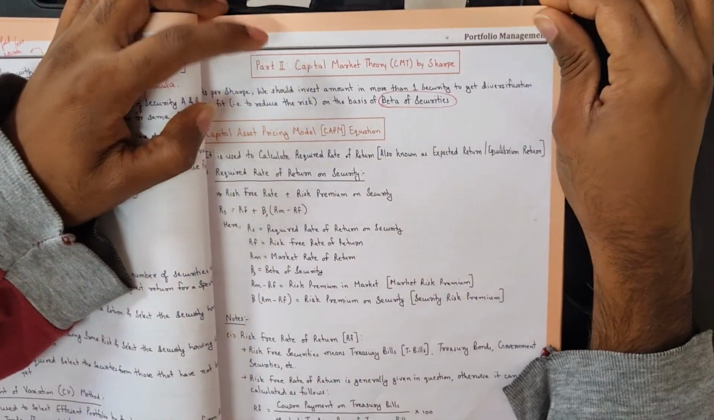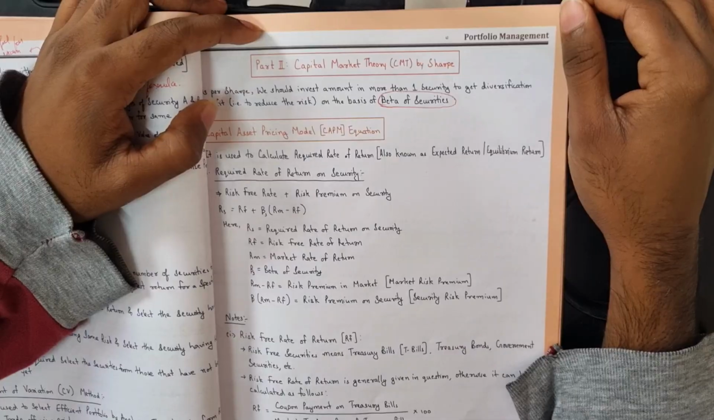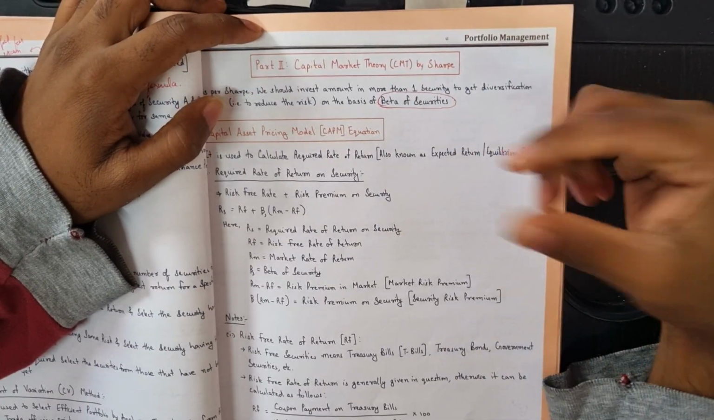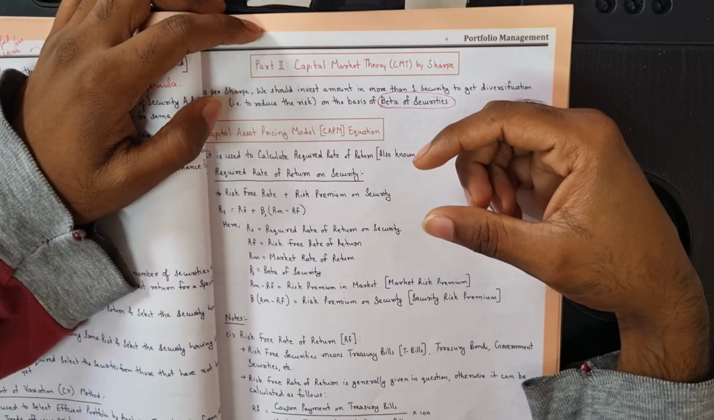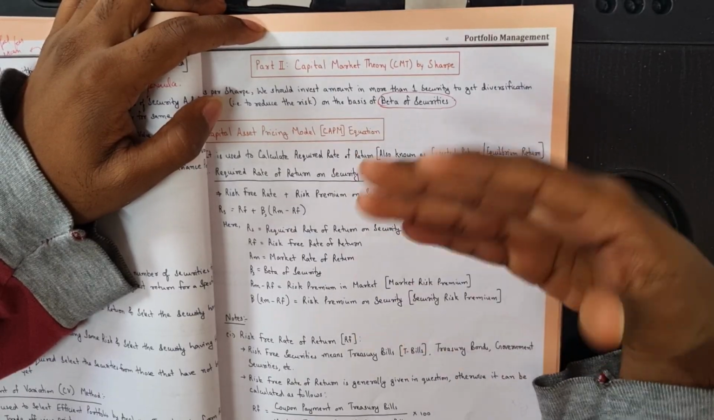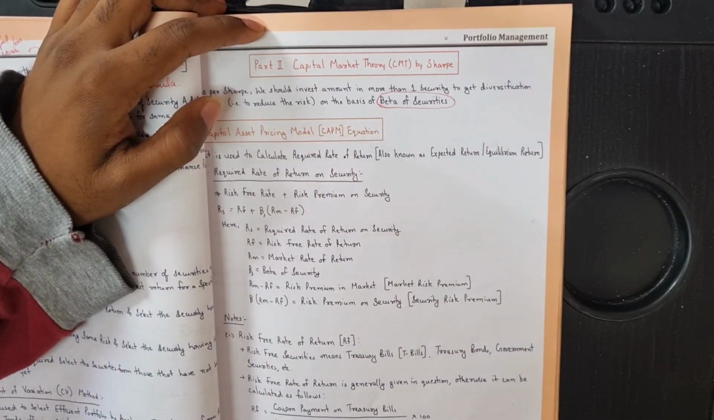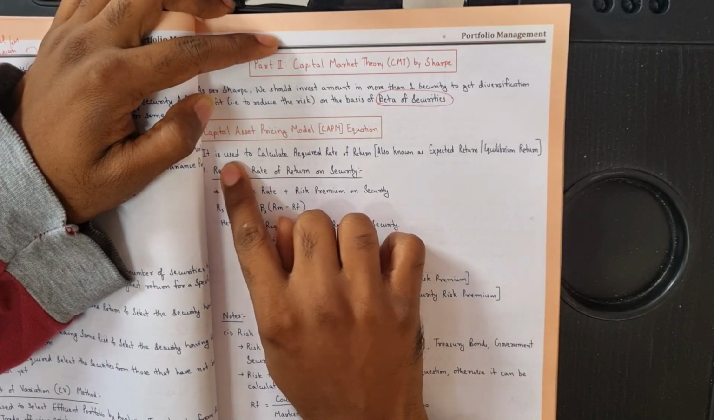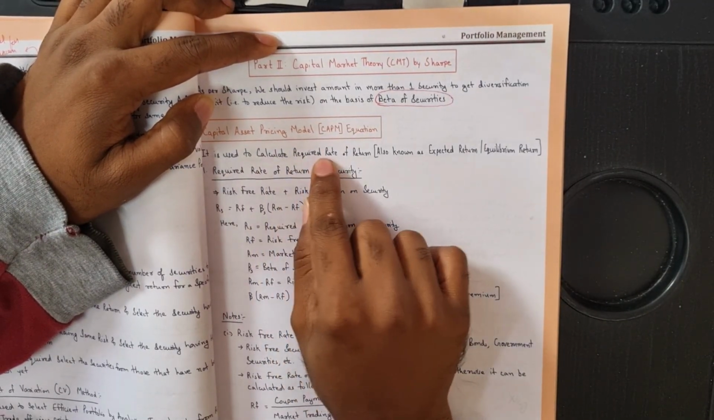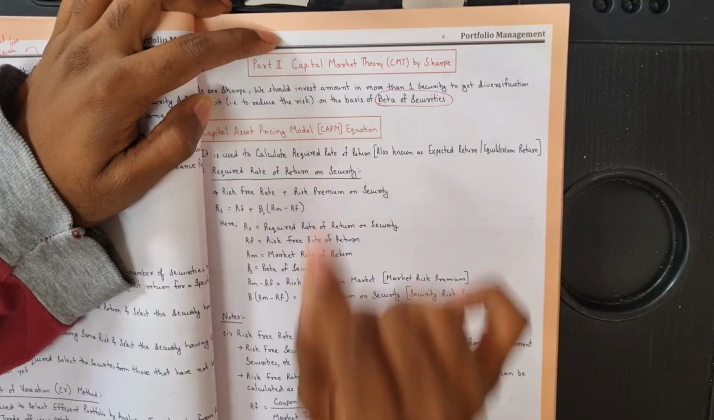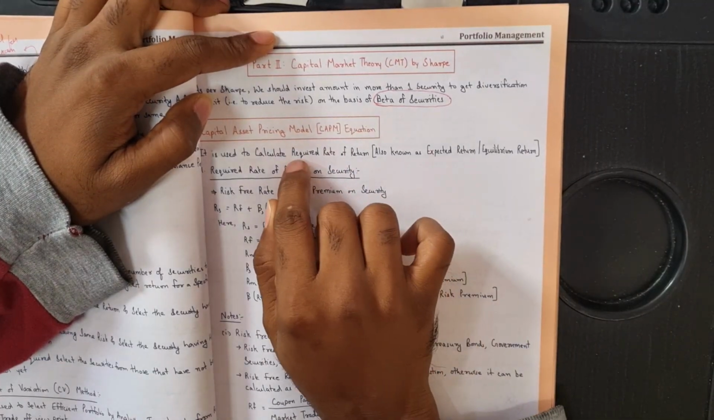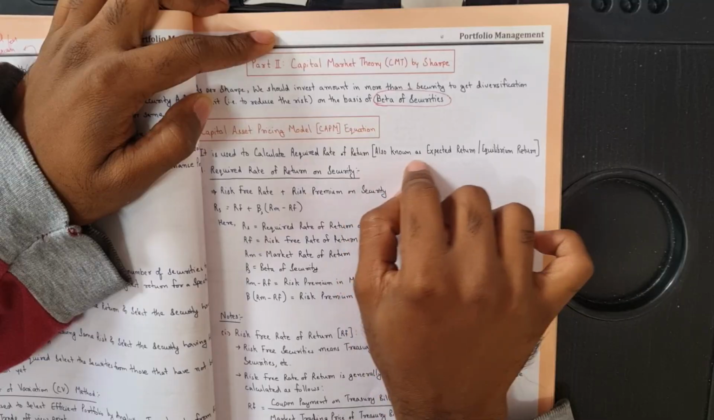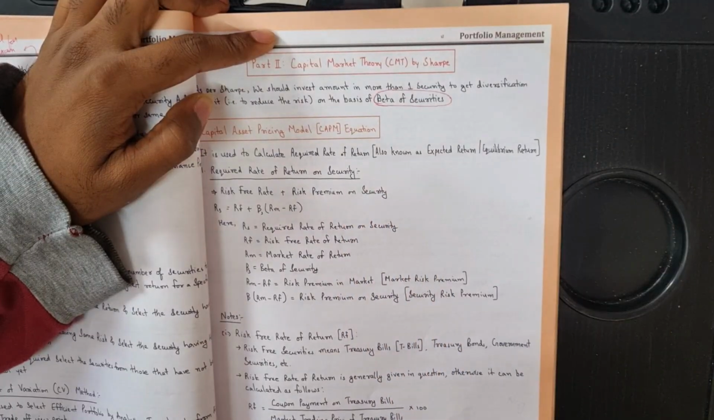Okay, the first topic is capital asset pricing model, or CAPM. You have already learned this in the security valuation chapter, so we will just brush through the topic. What is it? It is used to calculate required rate of return. Keep this in mind. We will calculate required rate of return. It is also known as expected return or equilibrium return.